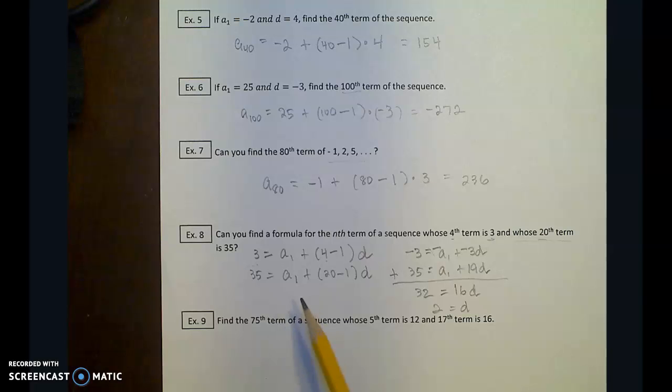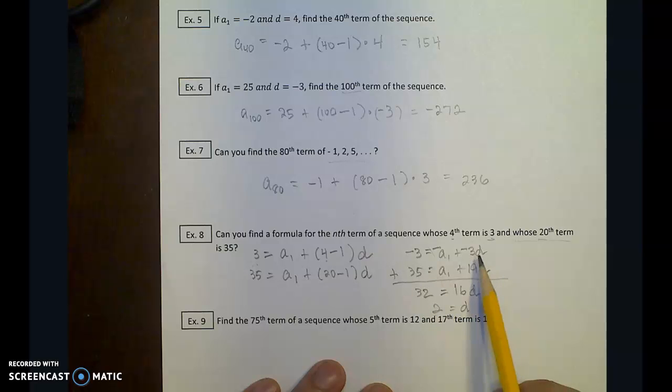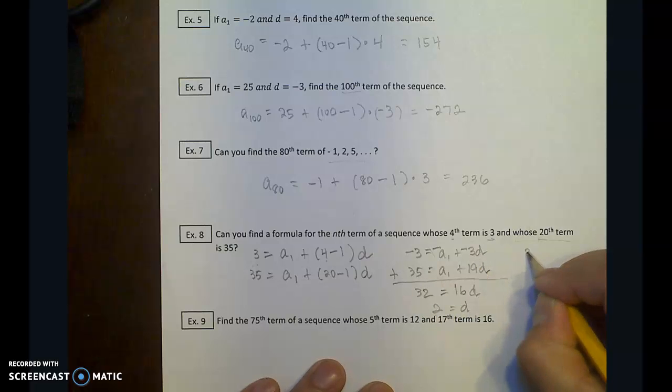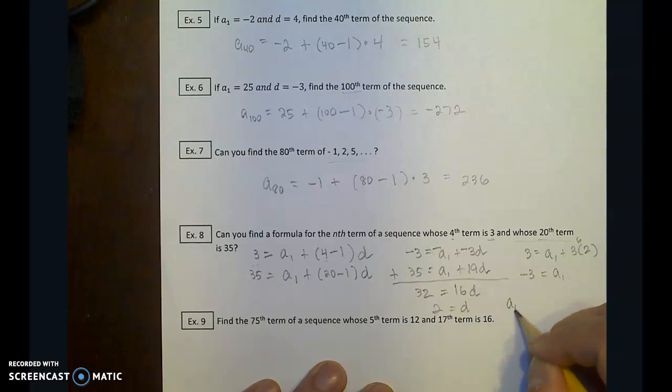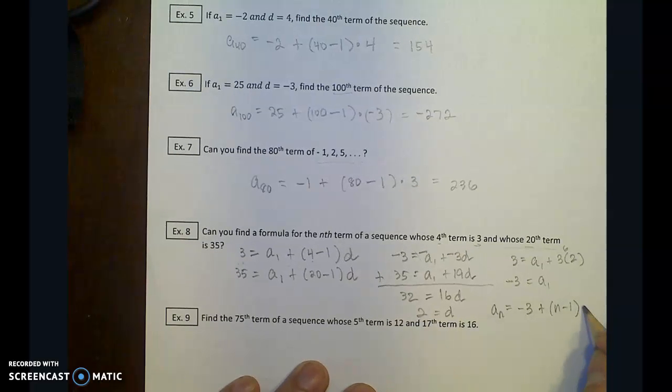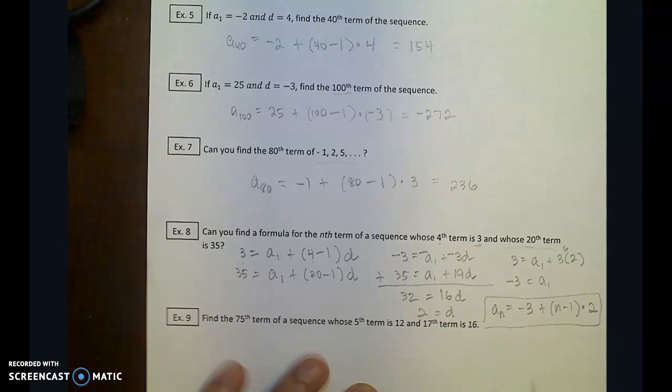Now I need to find my first term. Just like we solve systems, I'm going to take my value of d and plug it in here. So I'm going to solve for a sub 1: 3 equals a sub 1 plus 3 times 2, plugging 2 in for d. Because 3 times 2 is 6, subtract 6 from both sides, and I get a sub 1 is equal to -3. So here's my formula. A sub n is equal to the first term, which I just found, -3, plus n minus 1 times the common difference of 2. So there's my formula.